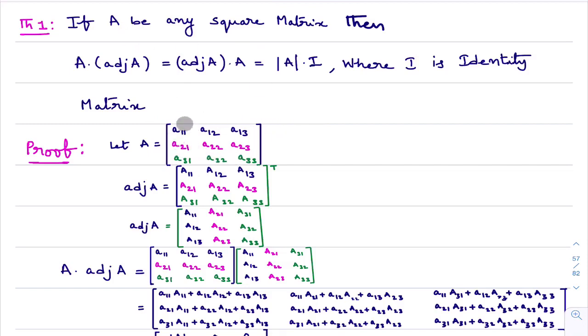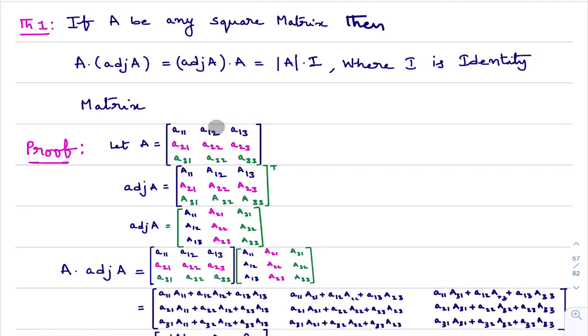This is a general matrix. This is the element present in the first row, first column. This is the element present in the first row, second column. This is the element present in the first row, third column. This is the element present in the second row, first column. This is the element present in the second row, second column.